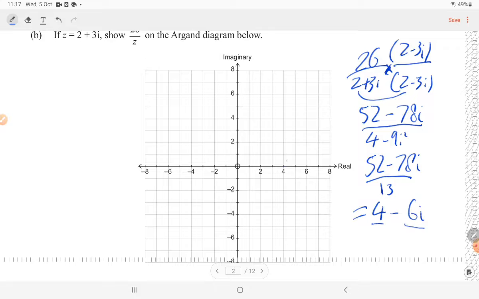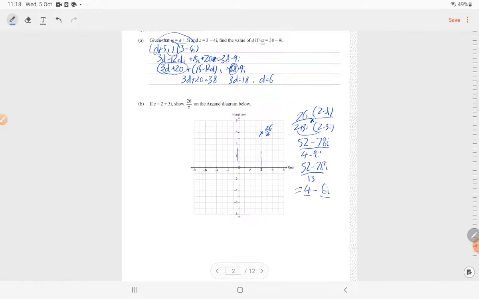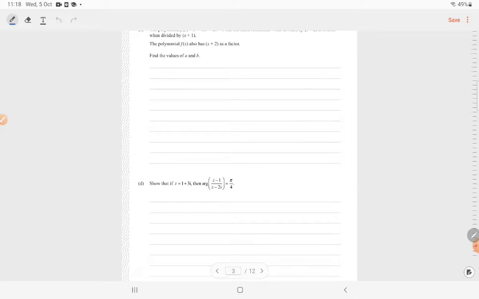So 4 is here, and the 6i in the imaginary part is here, so 4 plus 6i is here. So here is 26 over Z, and there we go.